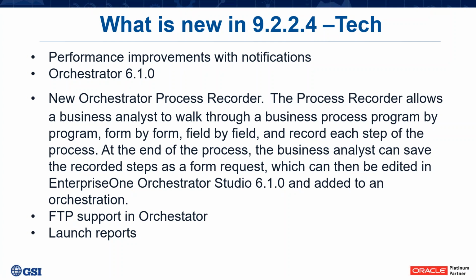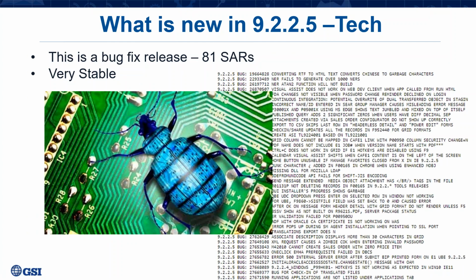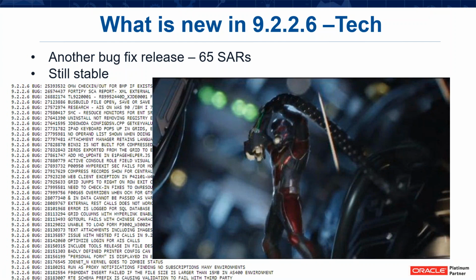So that's 9.2.2.4. 9.2.2.5 is actually kind of boring. It's just a bug fix release. 81 SARs. That is an actual screenshot of a bug, and behind it is an actual screenshot of the SARs that were included in 9.2.2.5. And 9.2.2.6 was also a bug fix release. It got rid of 65 SARs and also took care of Ant-Man apparently. But let's talk about notifications.